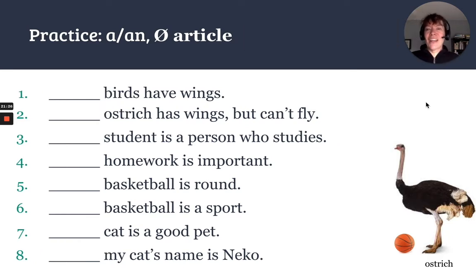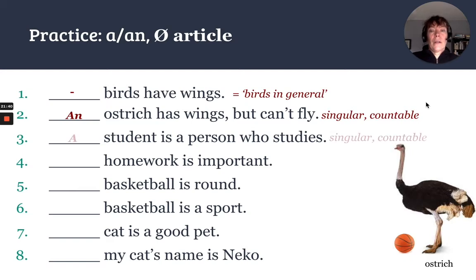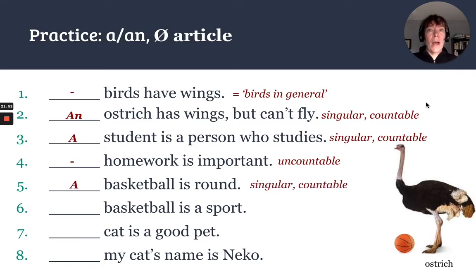Okay, let's check your answers. Here we go. Birds have wings. That's right, no article, because we mean birds in general. An ostrich has wings. Ostrich is a singular countable noun. A student is a person who studies. Singular, countable. Homework is important. Remember, homework is uncountable.